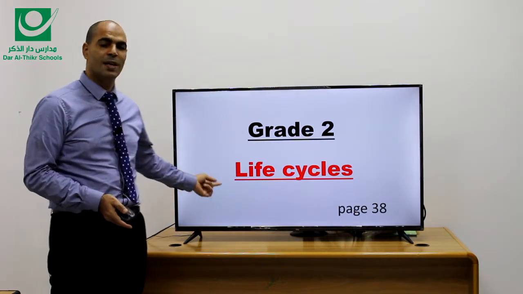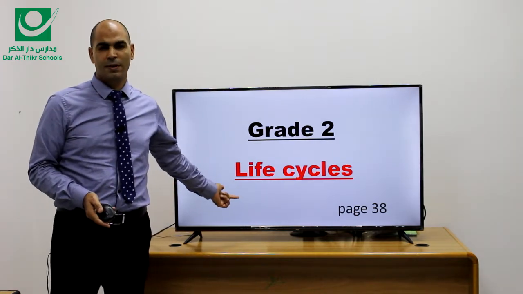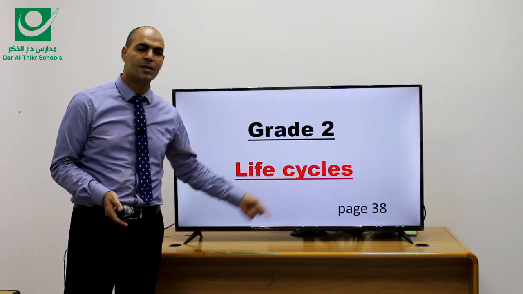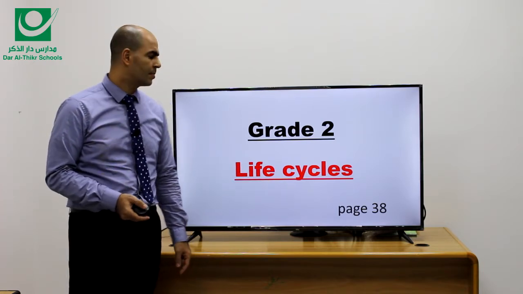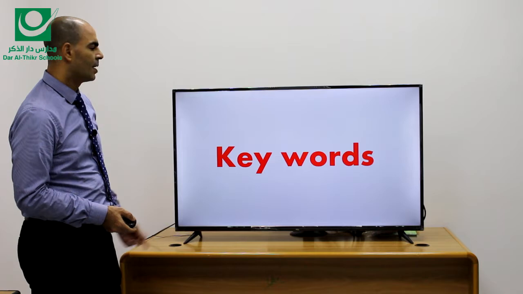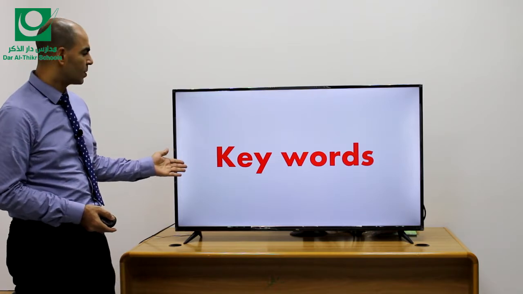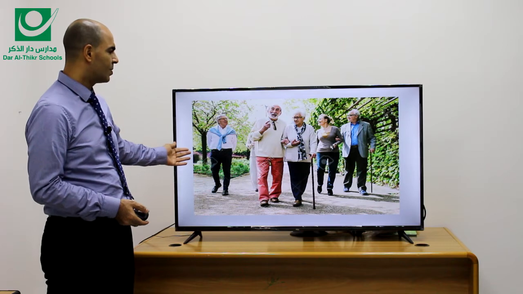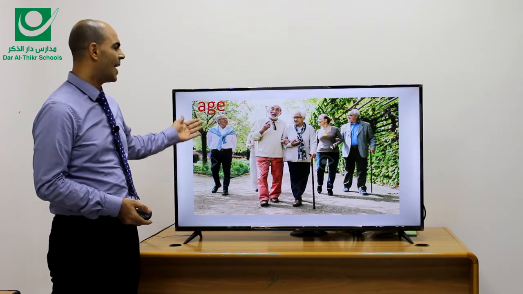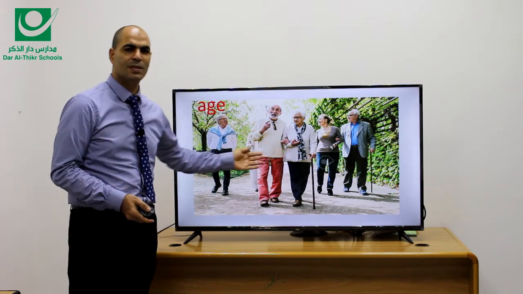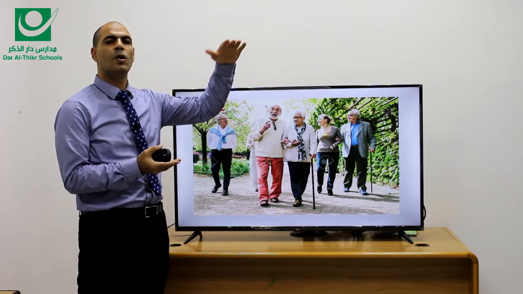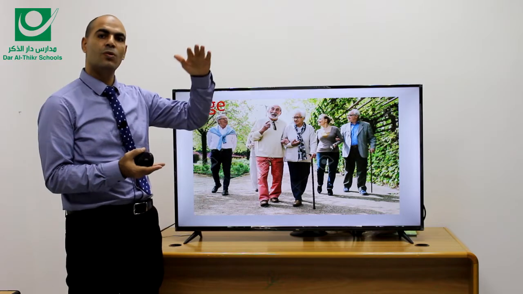Okay, today we start a new topic. The topic is about life cycles. It's on page 38. Let's start with the keywords as usual. Look at this. What do you think? Age. What's the meaning of age? Age means to become old, okay? And it means to grow up.